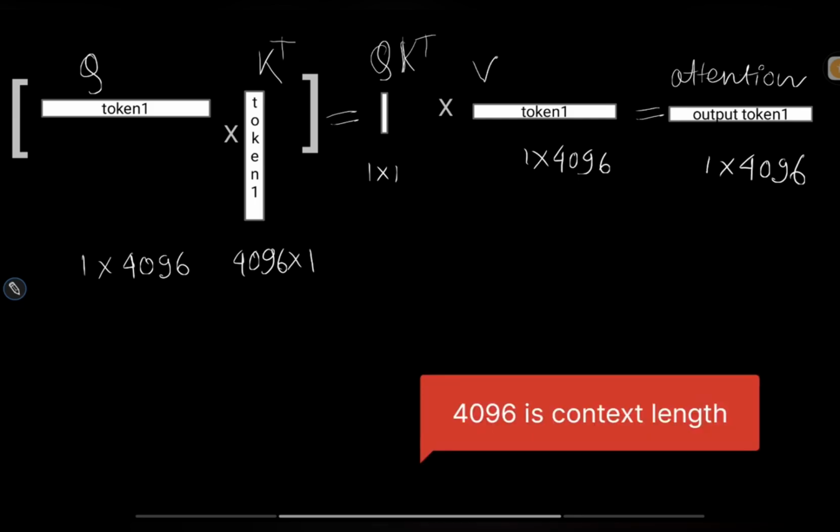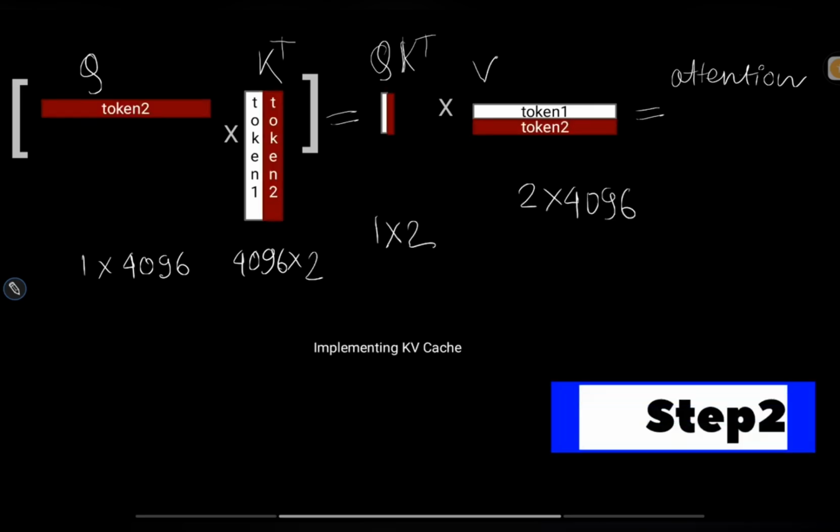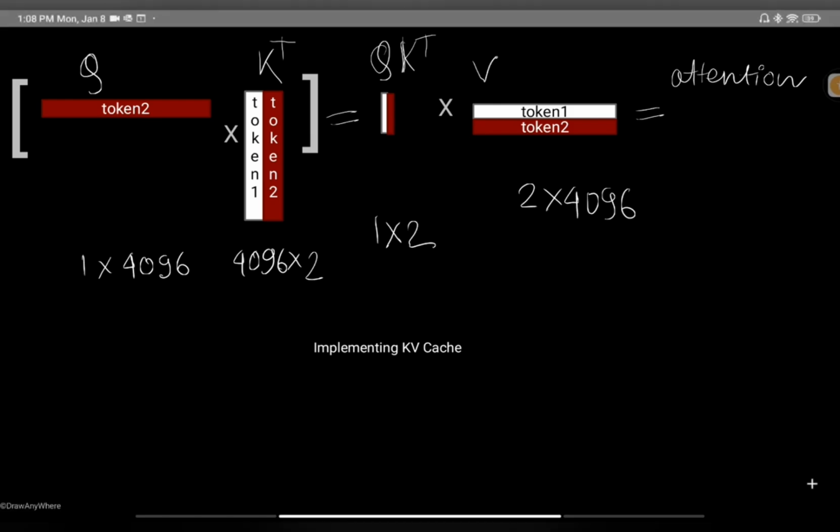Now what we do in the case of KV cache is replace the token associated with the Q matrix with token 2, right? Previously we were appending token 2 along with token 1. Here we are not doing that, and we are only using token 2 as the matrix for Q, and then we are caching the values related to K and V, right?